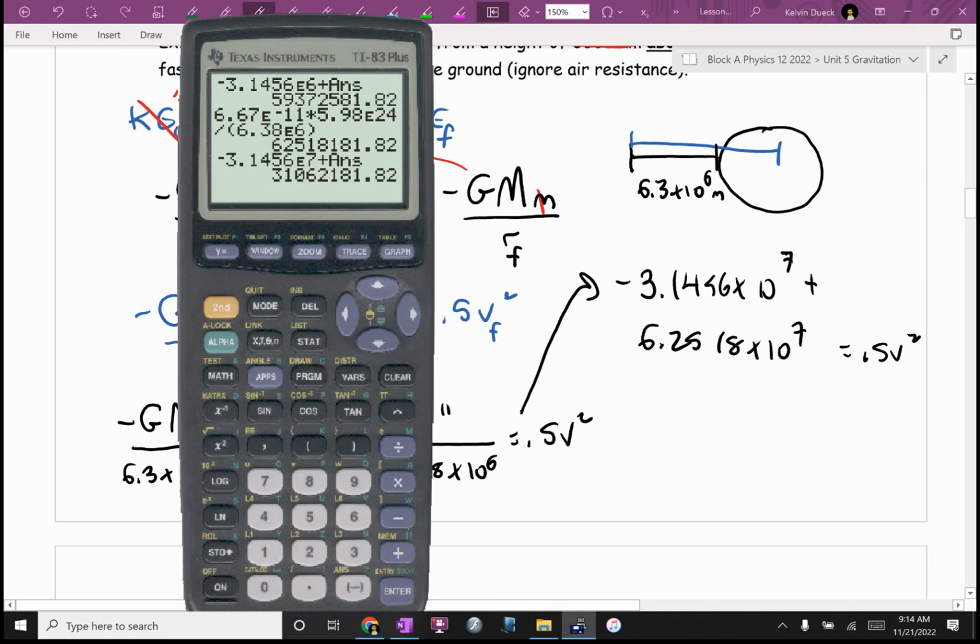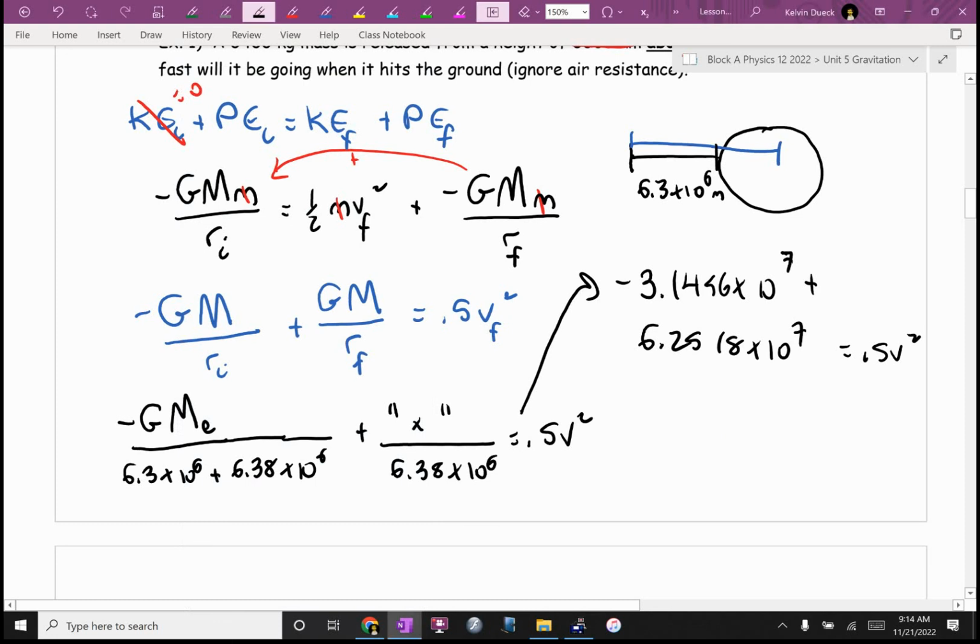That's what equals 0.5 v squared. I'm going to write that. Except I don't want to write this whole thing out. I'll start on my calculator. I'll go 3.1062 times 10 to the 1, 2, 3, 4, 5, 6, 7. 3.1062.